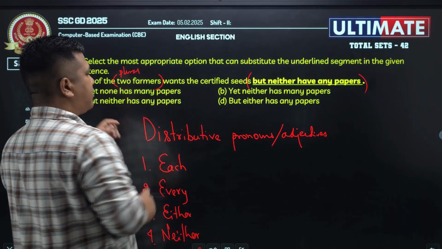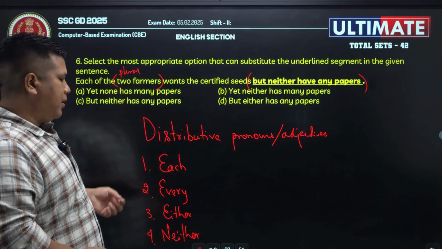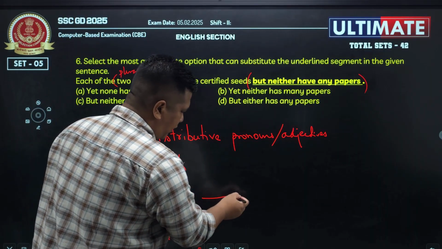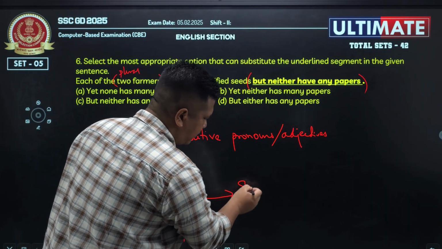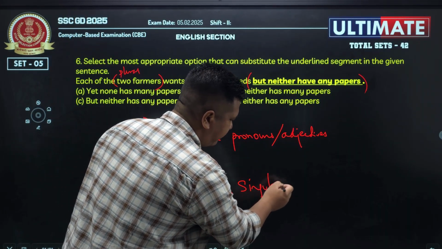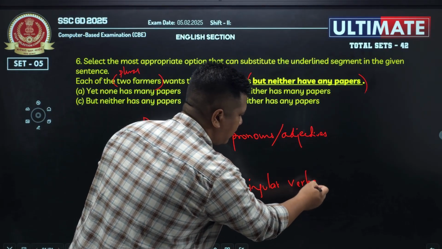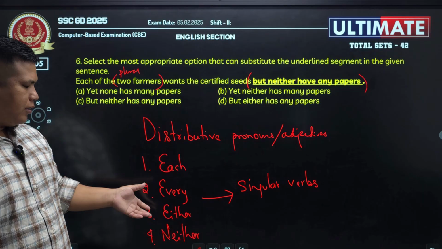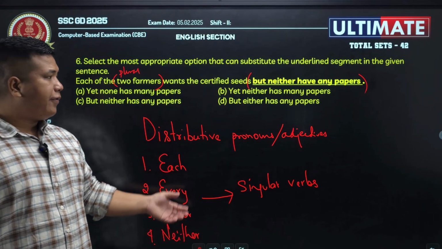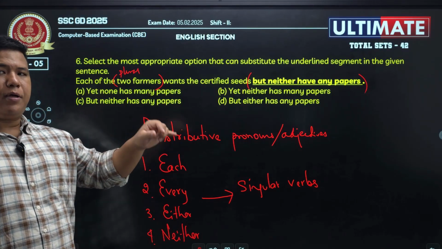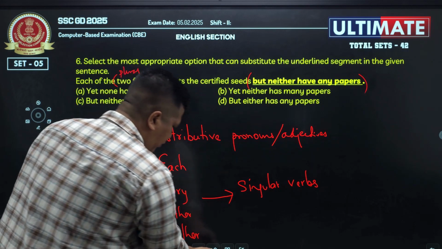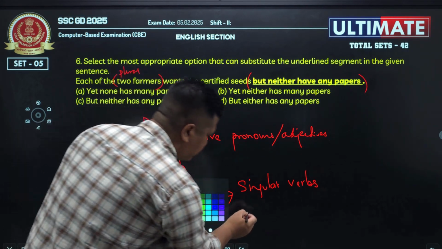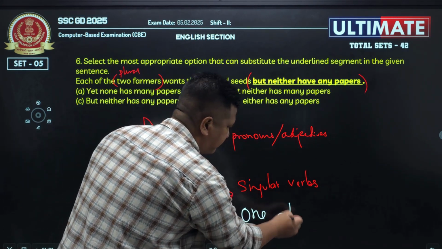Each of the two farmers. But this kind of pronoun usually takes singular verbs. What is the reason behind this? By definition, a distributive pronoun is referring to a group of people one by one. So whenever you see these words, remember the heading: one at a time.